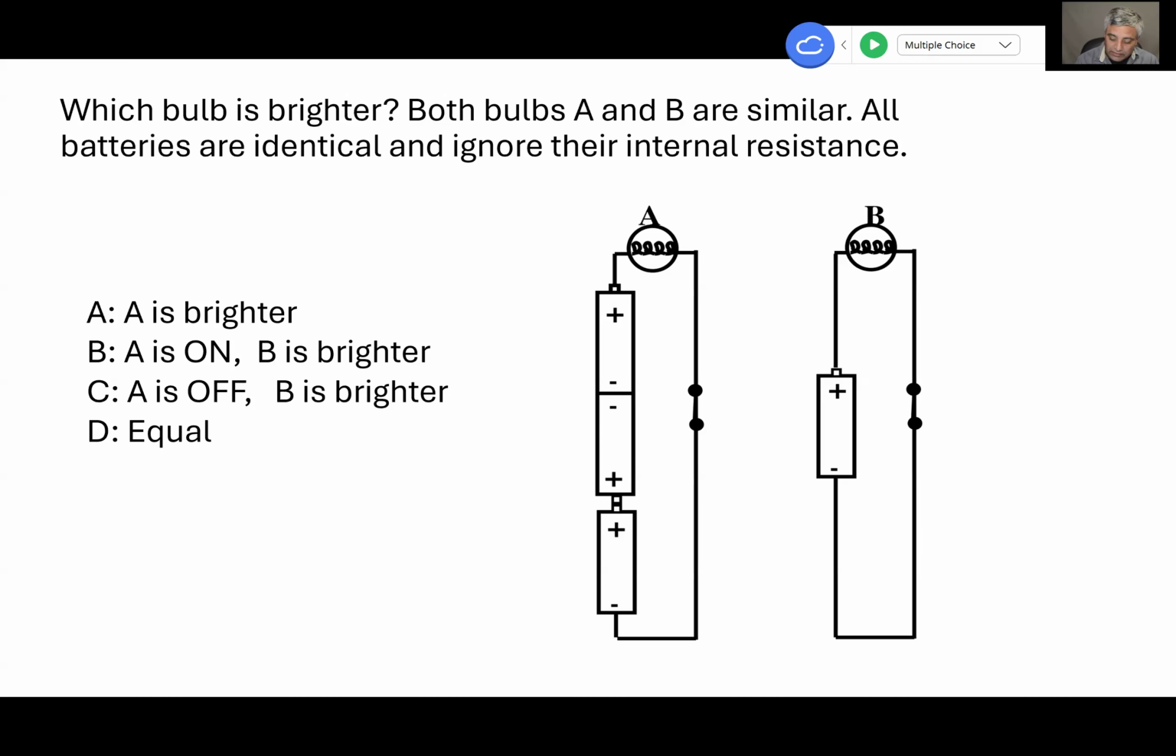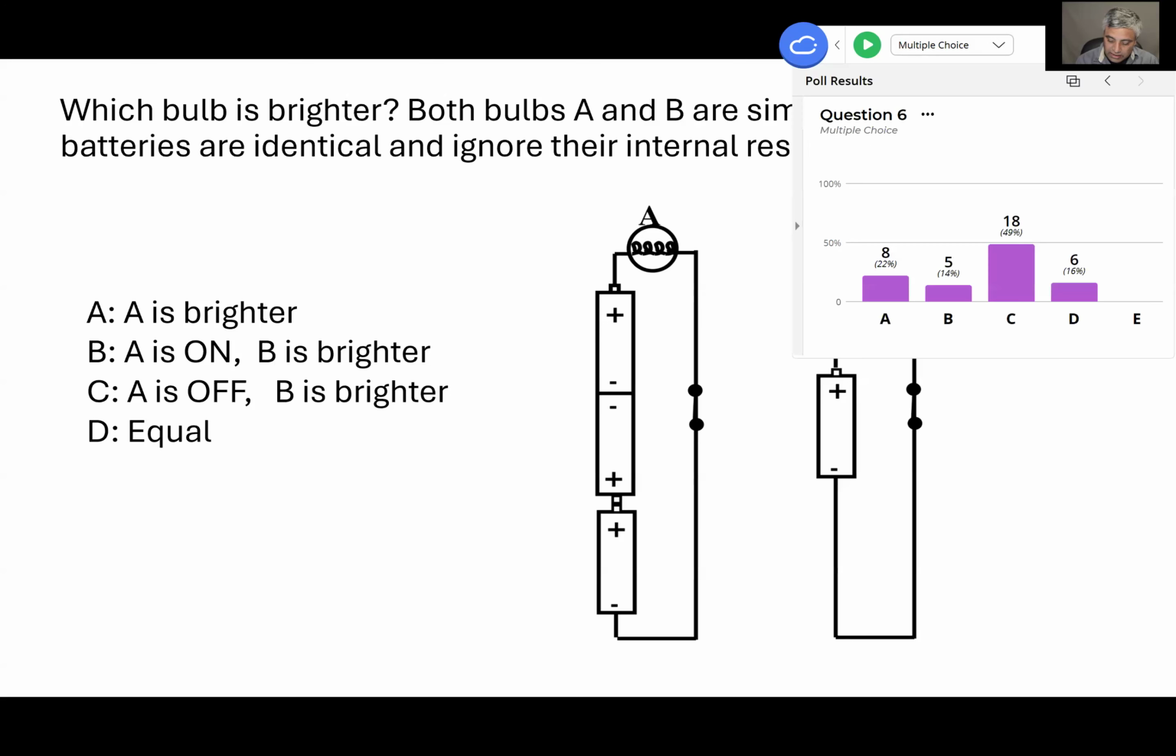Okay, let's see what we get here. So C is more popular, so A is off and B is brighter. Okay, and A is brighter, D is equal. Okay.